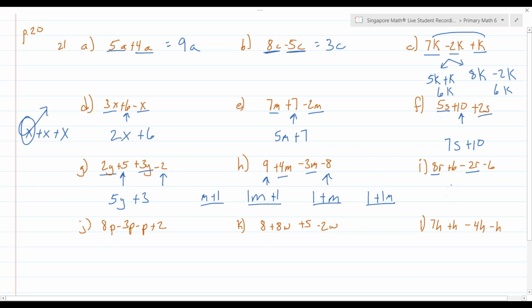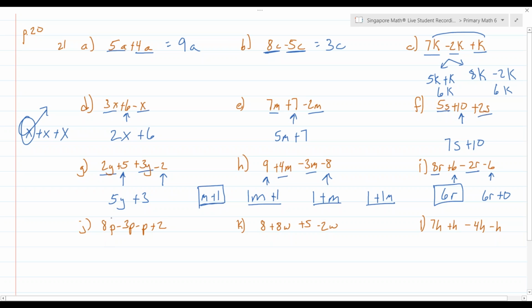8r minus 2r is 6r. Plus 6 minus 6 is 0. You could call it 6r. You could call it 6r plus 0. Either one. Generally speaking, I would say that 6r is kind of the preferred way to write it, and I would say, back to the other one, m plus 1 is probably the way that would be most often written for this problem.